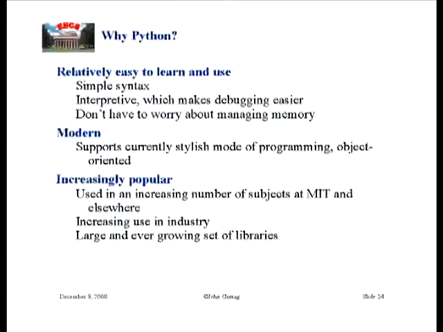Why Python? Well, believe it or not, it's an easy language to learn compared to other languages. Simple syntax, it's interpretive, which helps with the debugging, and you don't have to worry about managing memory as you would in a language like C. It's modern. It supports, in a fairly elegant way, object-oriented programming and classes, and it's increasingly popular. It's used increasingly in other subjects at MIT and other universities, increasingly in industry, and has a large and ever-growing set of libraries.